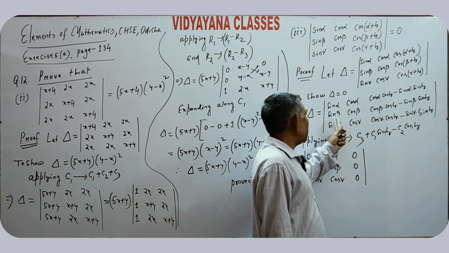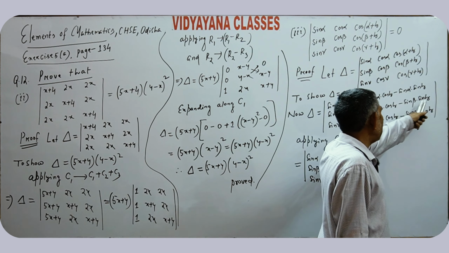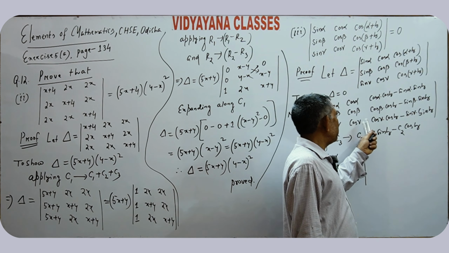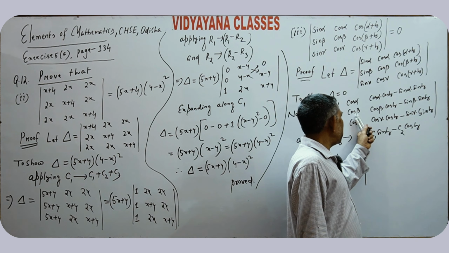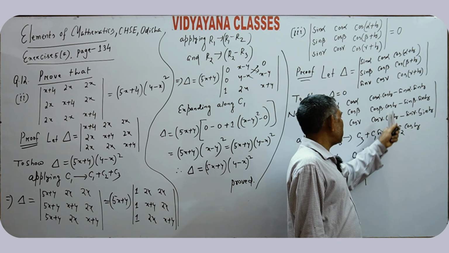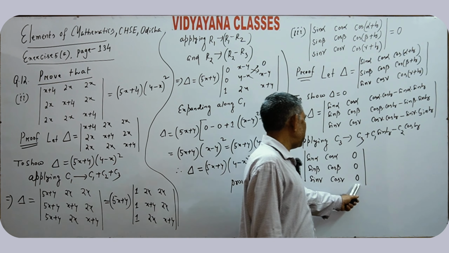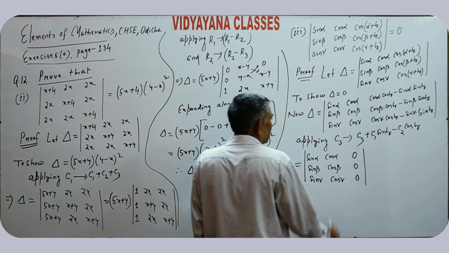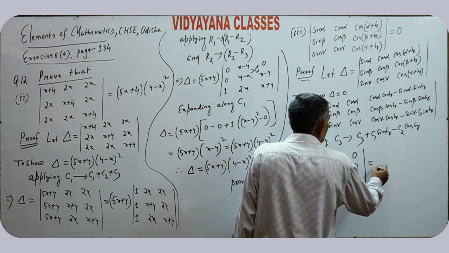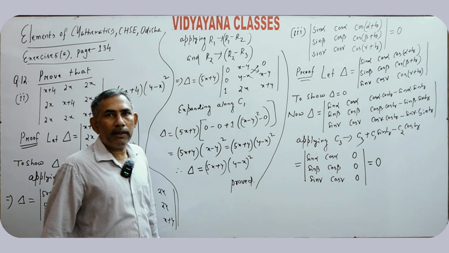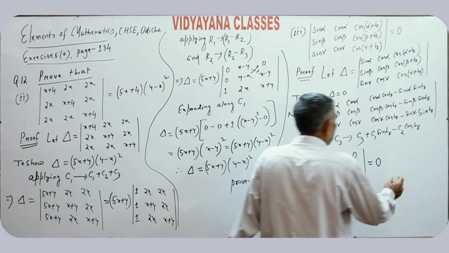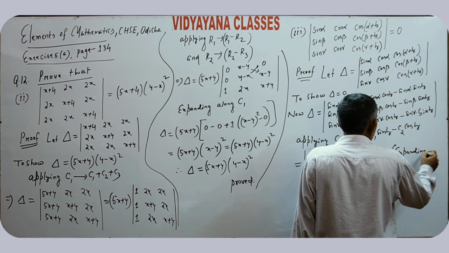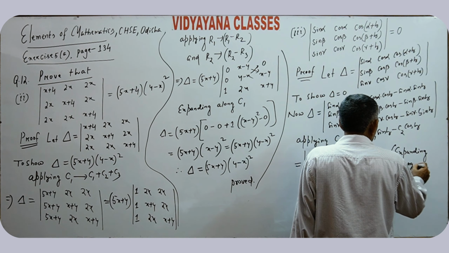Sin delta into sin beta minus sin delta into sin beta equal to 0. Cos delta into cos beta minus cos beta into cos delta plus cos beta into cos delta, that is equal to 0. Similarly, it is also 0. Expanding along column 3.